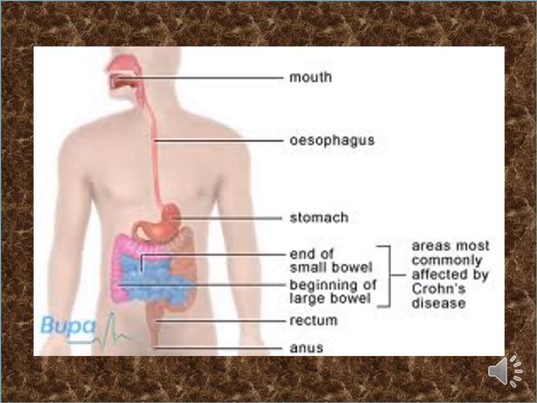It affects mainly the end of the small bowel, the ileum, and the beginning of the large bowel, the ascending colon. This is the most common site, but it can occur from the mouth to the esophagus, to the stomach, to the rectum, to the anus, in all areas affected by the disease.